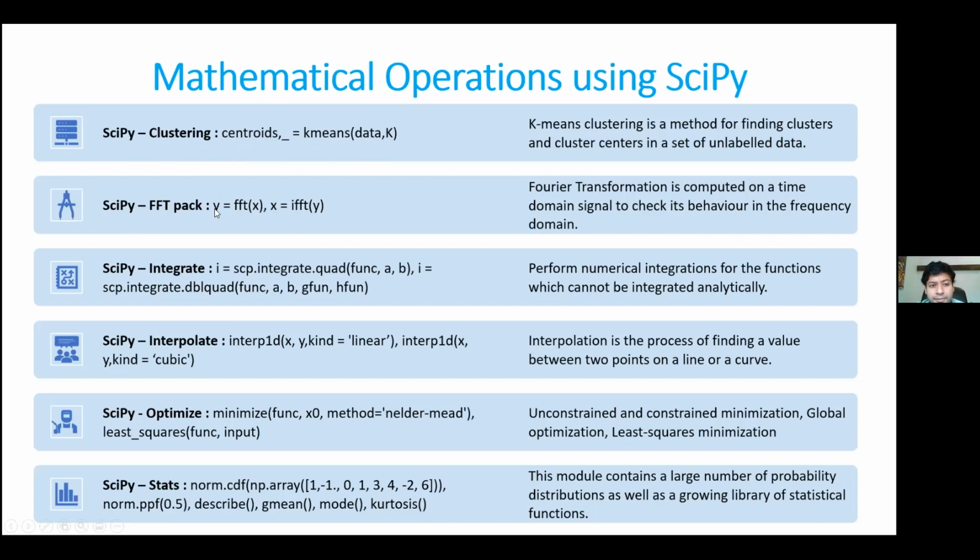Then from the FFT pack, if you have the data X, you can find the Fourier transform by using y equal to fft(x). Similarly, you can find the inverse Fourier transform by using the ifft function.